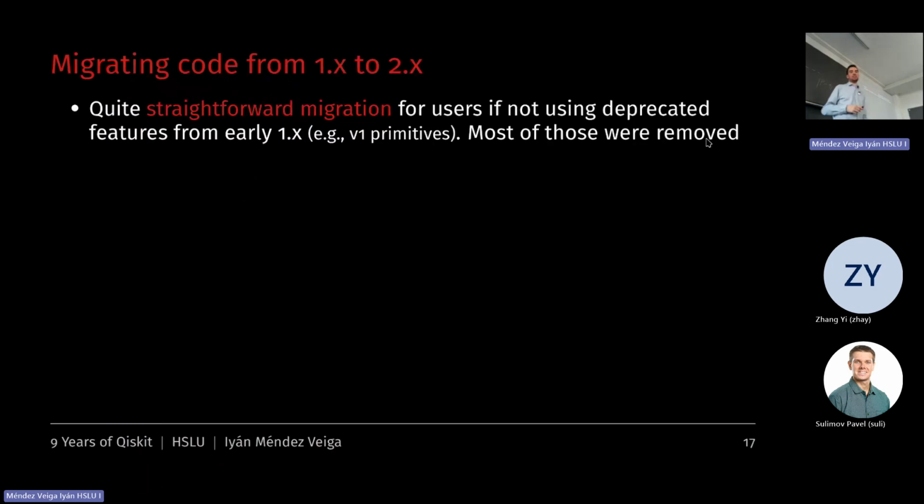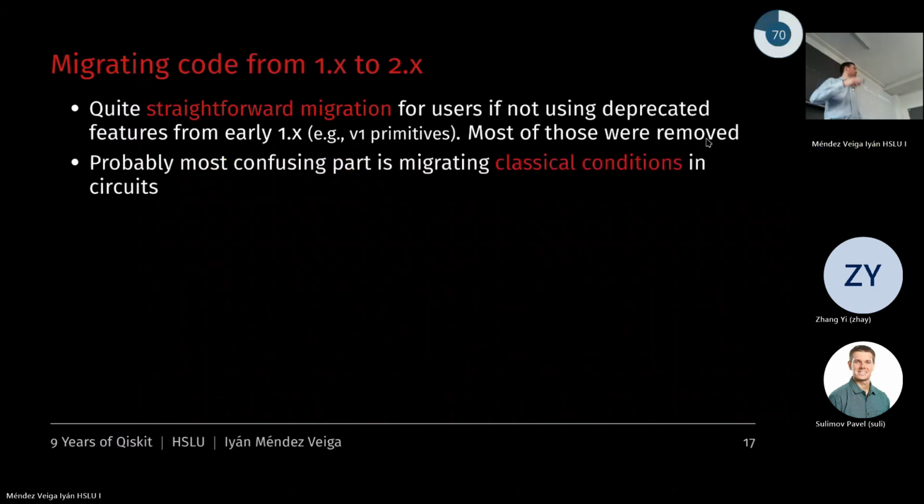So this was really straightforward, especially if you were not using features that were deprecated. Because of the new policy, in Qiskit 1.0, instead of changing and breaking things, they would issue a deprecation warning. If you keep up to date with that, and you were migrating slowly to the new code, the migration from 1.4 to 2.0 was straightforward.